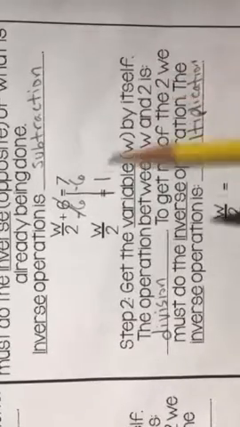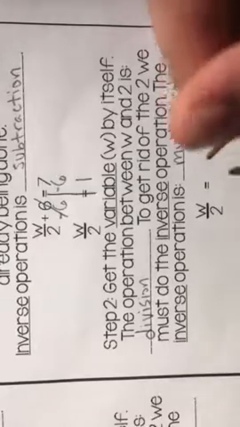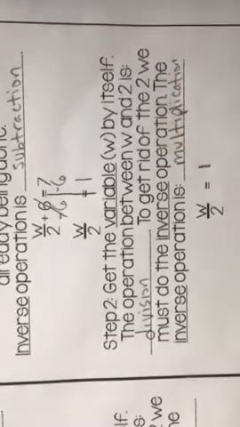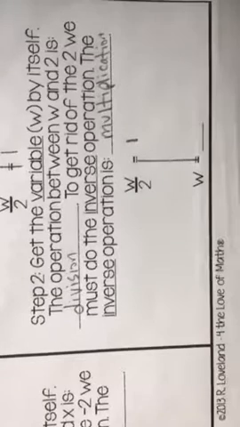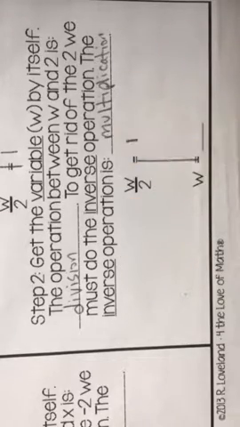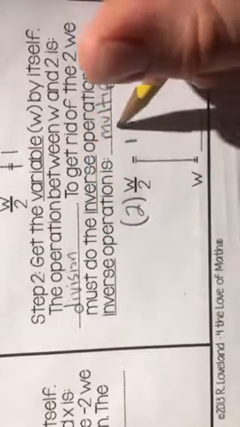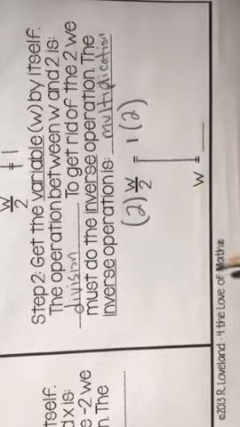Well, I know from my problem above that w over 2 equals 1 is my new equation. So I'm going to go ahead and fill in w over 2 equals 1. And I'm going to draw my line to separate the equal signs. So, to get rid of this w over 2, I have to do the inverse operation, which is multiplication. And that means I have to multiply both sides by 2. And when I put these parentheses next to it, that means multiplication.